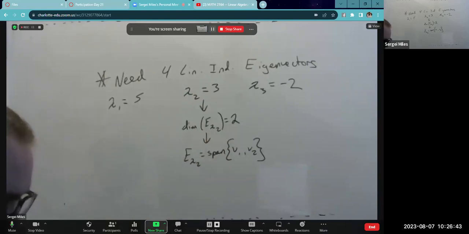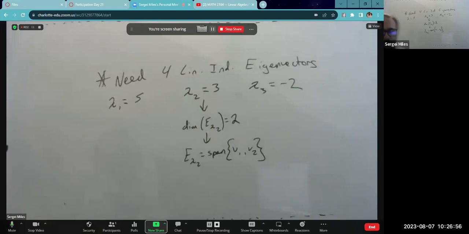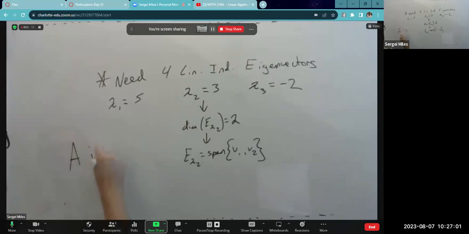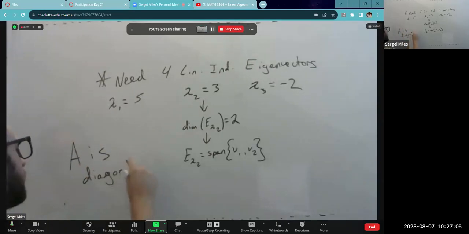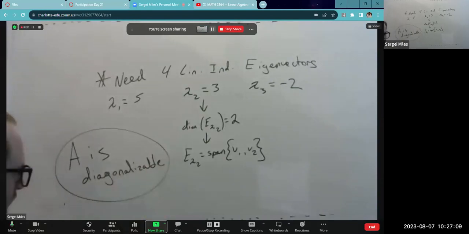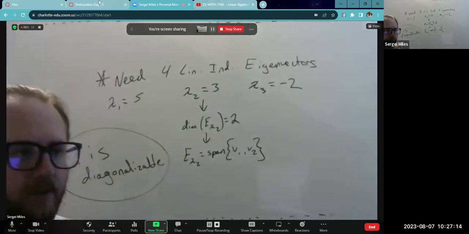Even though I don't know where they are, or what they are, or how to find them, this question has given me just enough information to know that this matrix is, in fact, diagonalizable. All right? So A is diagonalizable. And that is the final answer for our last participation question in this class. A is diagonalizable. All right?